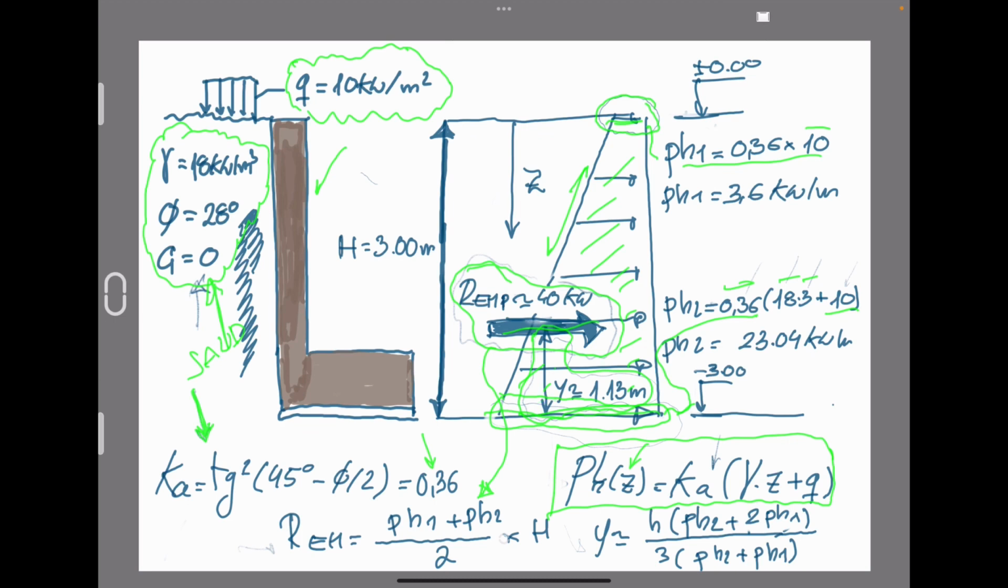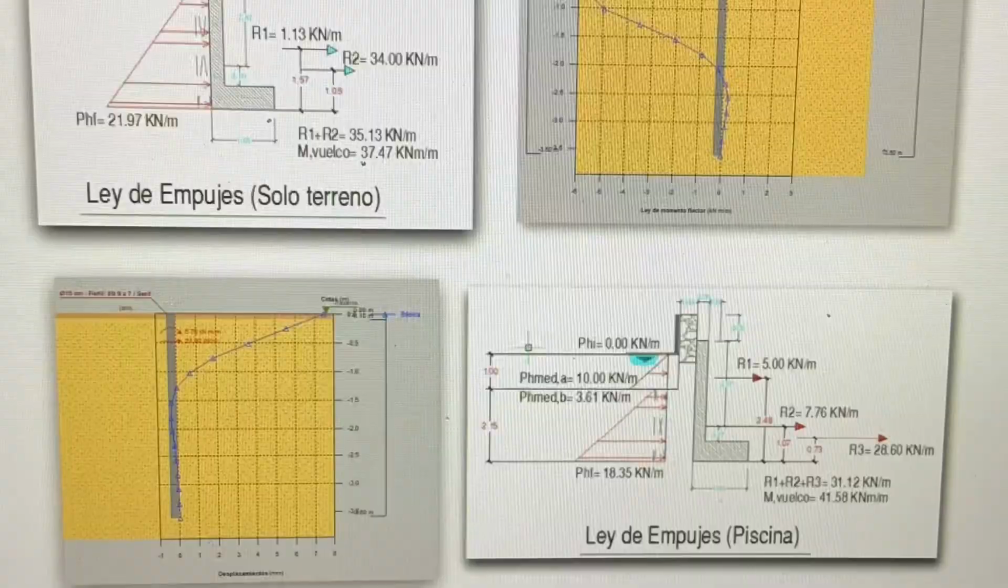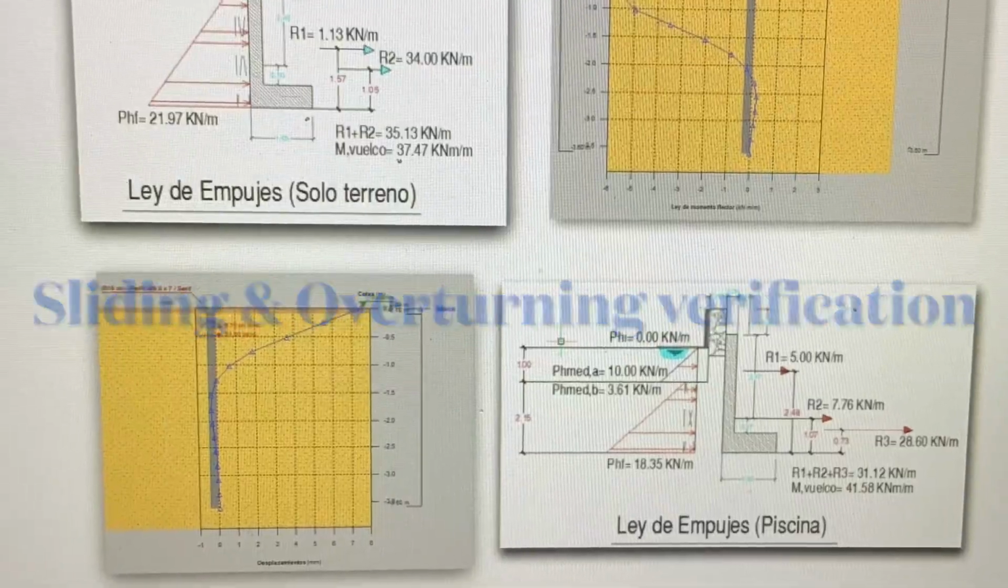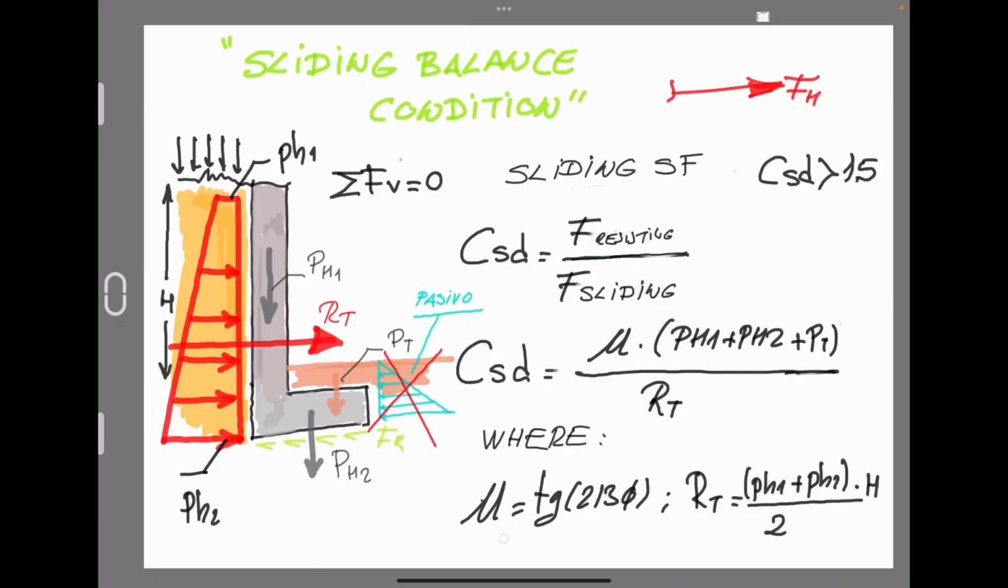This equation here gives us the value of the arm of the resultant measured from the bottom of the foundation. In today's post, we are only dealing with balance conditions. Let's start with a sliding condition. According to most of the design codes or the client specifications, we also have to achieve at least a sliding safety factor equal to 1.5.